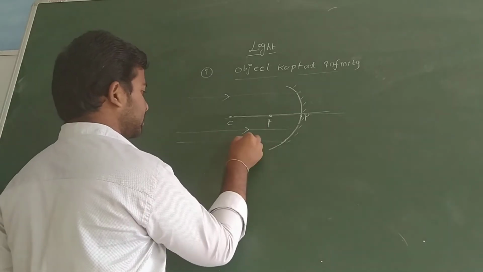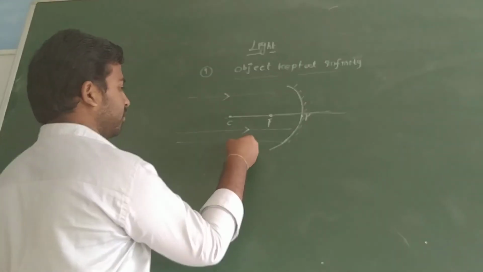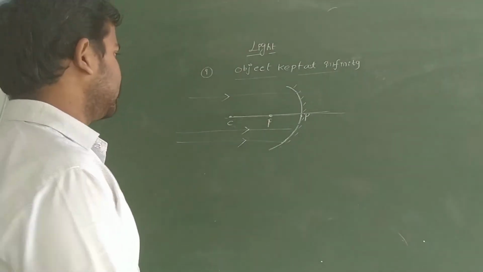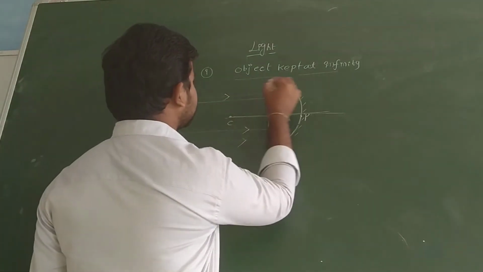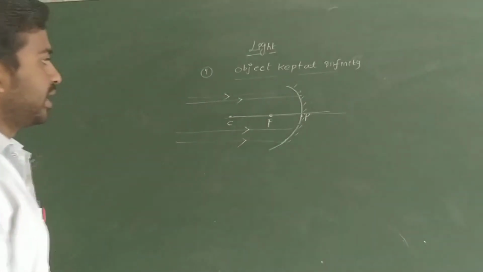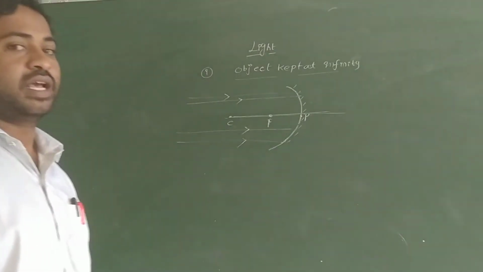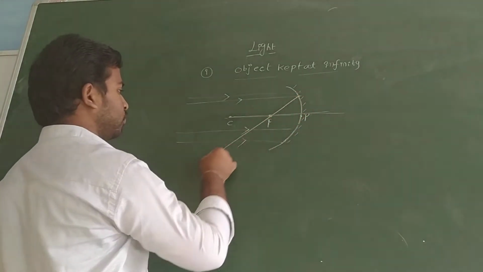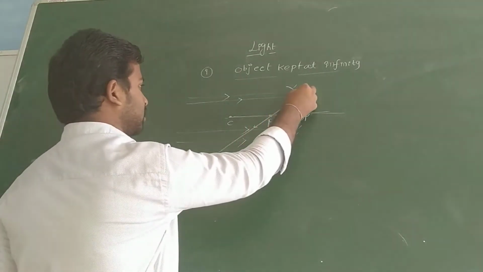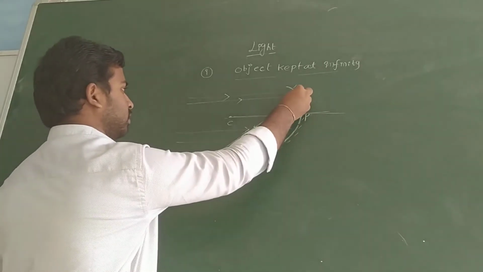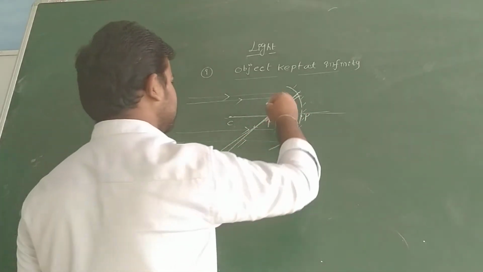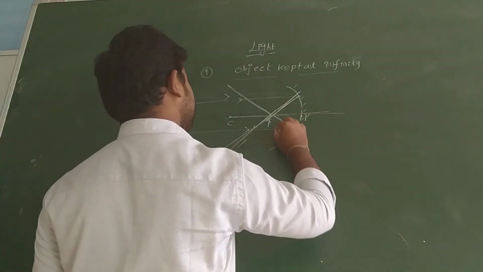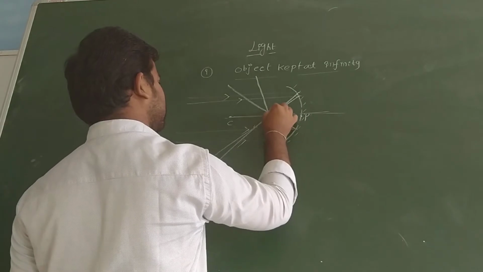I already discussed this with you. This symbol denotes the direction of the incident light ray. Then see here, whenever the incident light rays are traveling parallel to the principal axis, after reflection they pass through the focus. This one also, after reflection, passes through the focus, and this one too.